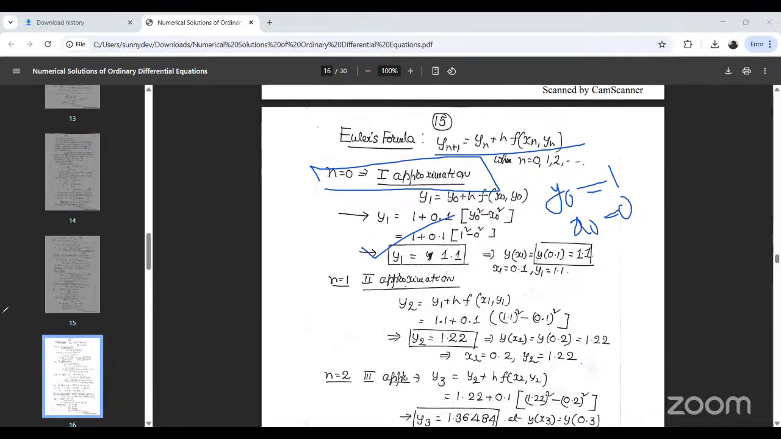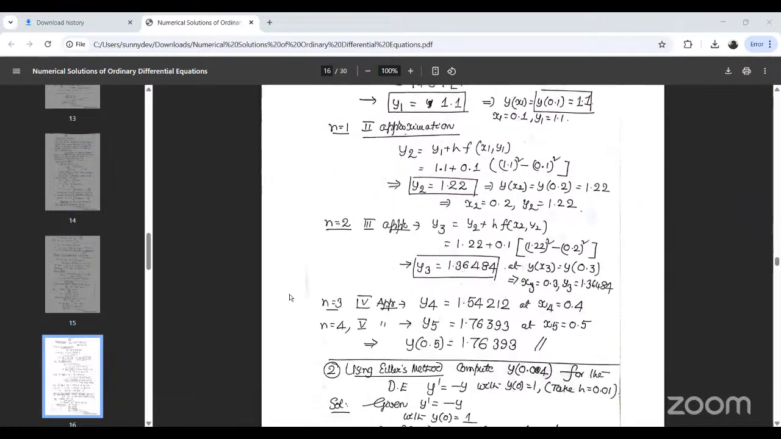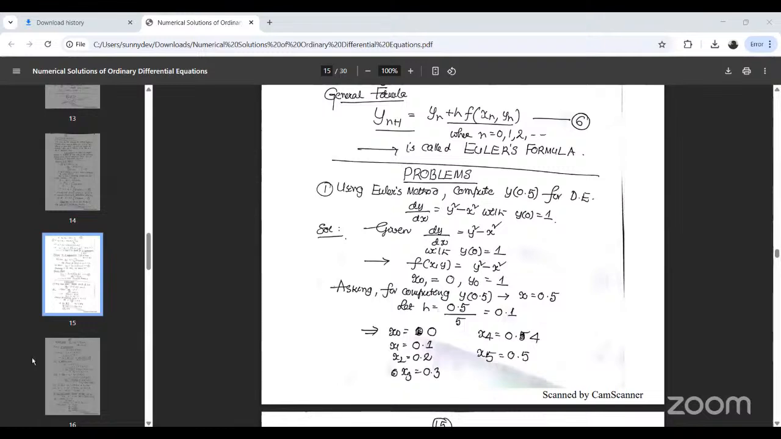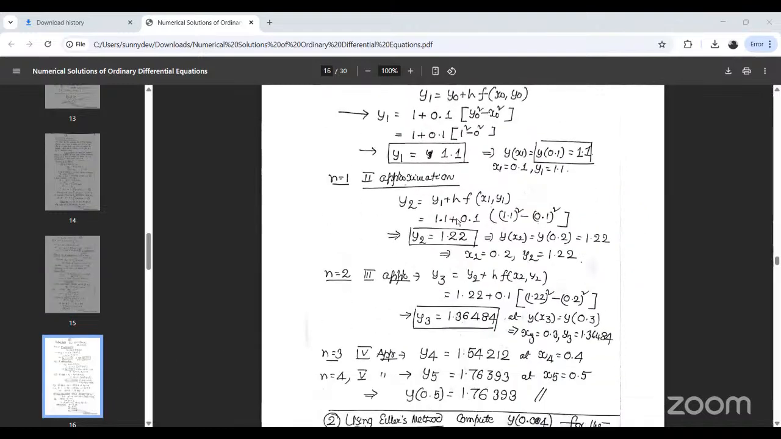And for the second approximation, y2 equal to y1 plus h into f of x1, y1. Then y2 for n equal to 1, and we get y3 for n equal 2 and so on up to n equal to 4. Here they are asking to find y of 0.5, so we do 5 intervals. Suppose they are asking to find y of 0.2, then we need only up to y2.